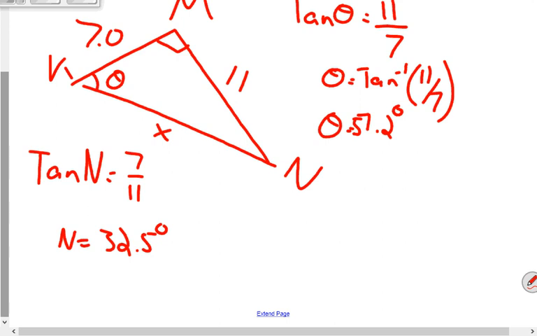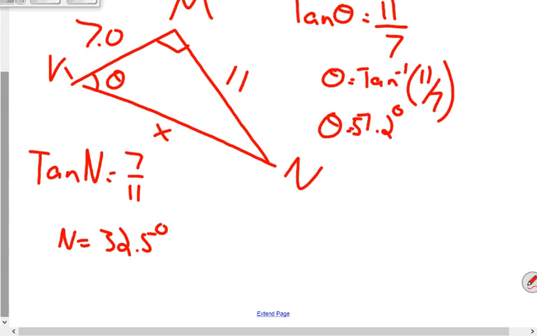You got a few different ways you can do this. You could use Pythagoras, and you could say x squared equals 7 squared plus 11 squared. Or you could use one of your trig ratios. For this one, I'm going to use trigonometry.